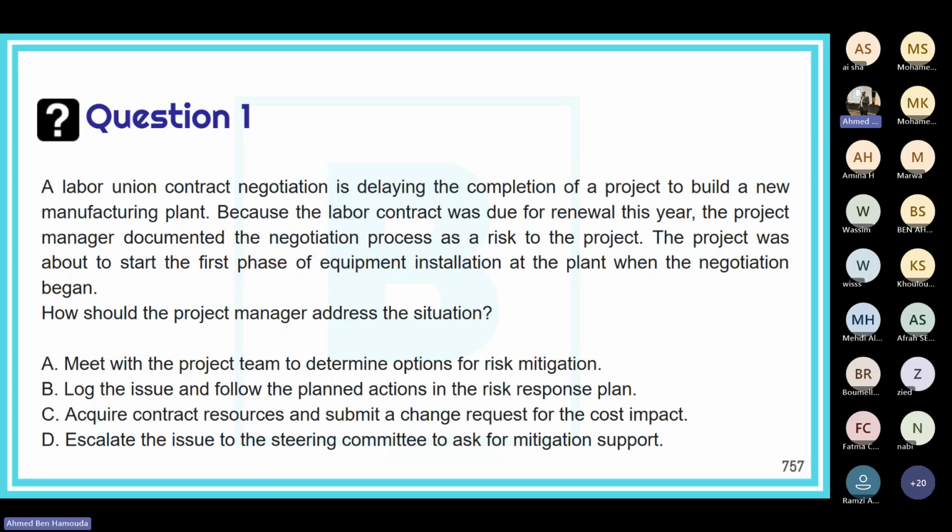Now, of course, since this was identified as a risk, the right answer is that this has become an issue now, and we definitely need to follow the planned actions in the risk response plan. We don't need to escalate it. It's not the right one because we have already identified this. And therefore, the right answer is B.